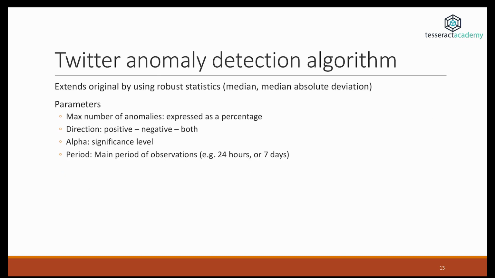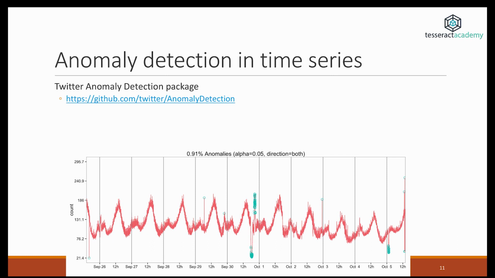So there are various parameters that you can choose in order to play around with this algorithm, such as the maximum number of anomalies you expect, the direction of the anomalies, whether you care only about the positive direction or the negative or both, the significance level obviously, and the period of observation. Coming back to this slide, for example, you can see that if you don't tune your parameters right, you might end up with many anomalies being indicated here, whereas you might want something more like this. You might want the algorithm to indicate the existence of a single anomaly.